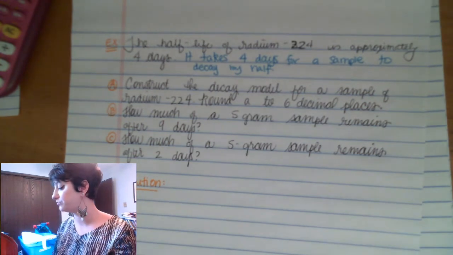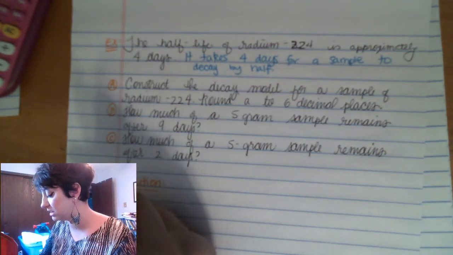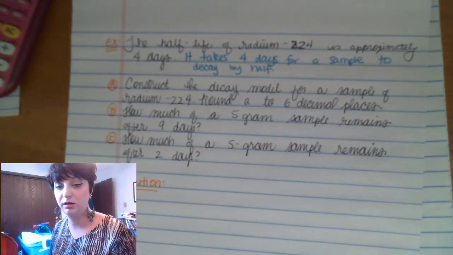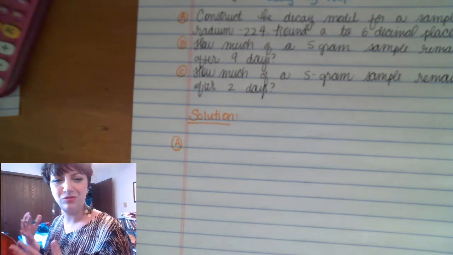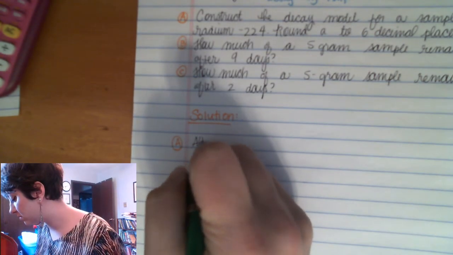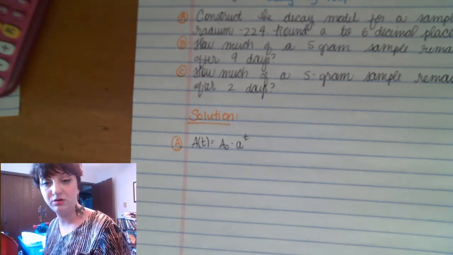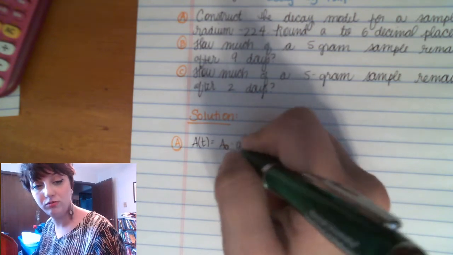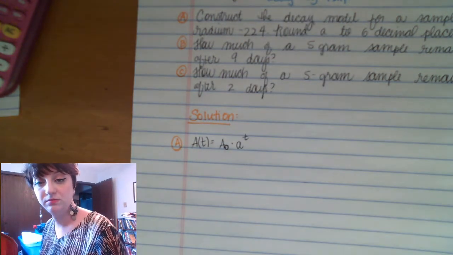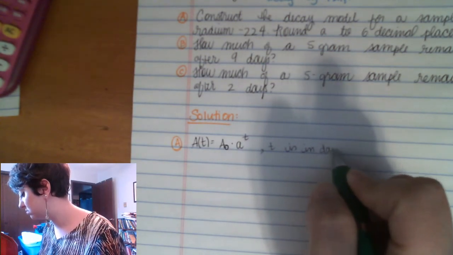All right? So construct the decay model for a sample. Round A to 6 decimal places. All right, so let's try this. Here's what I know. Whether you use P or A or whatever, it doesn't matter. Right, this is my growth and decay model. Some initial amount times growth rate raised to the t. T is in days.